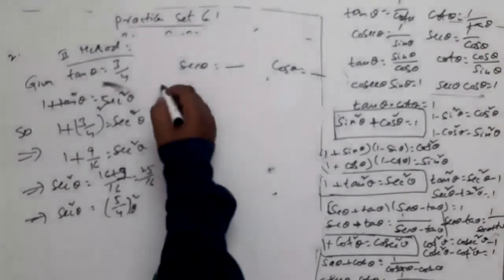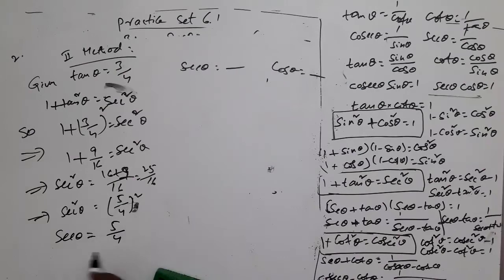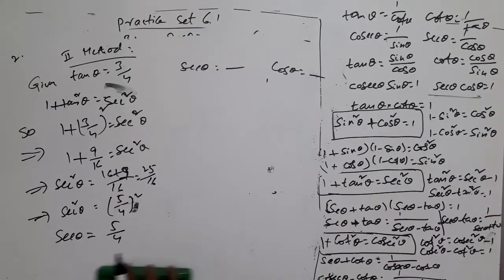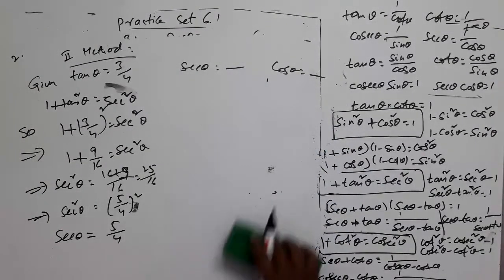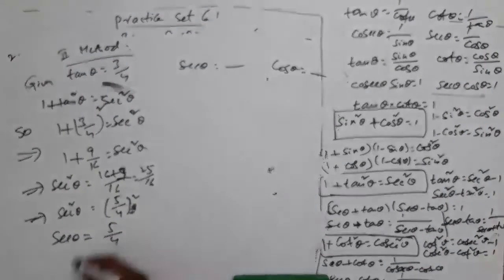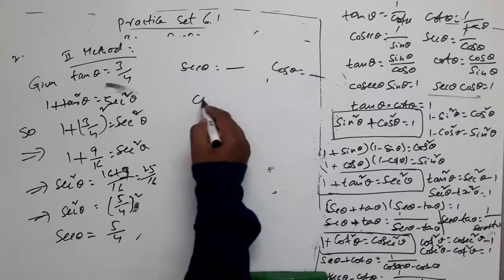So from this, what can I write? Secant theta can be written as 5 by 4. Cannot be negative, minus 5 by 4, because let us consider theta to be an acute angle in all the cases. So this will be obviously positive. So secant theta is 5 by 4. One ratio, of course, you got. You can find the value of other ratios also using the identities only. Of course, we are doing now. Secant theta, of course, you got 5 by 4. You need cos theta. You tell me what is cos theta.